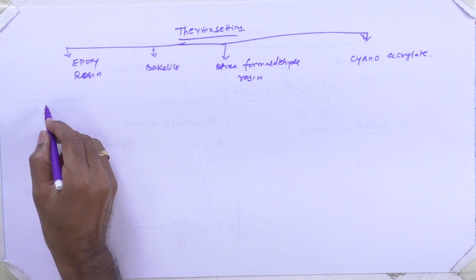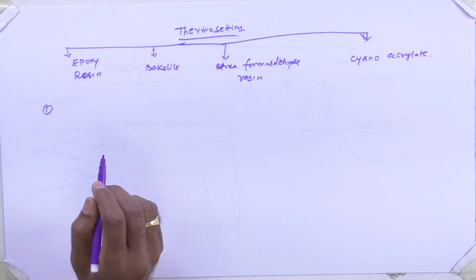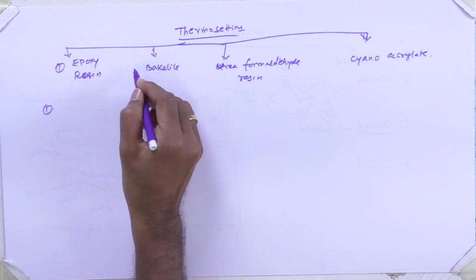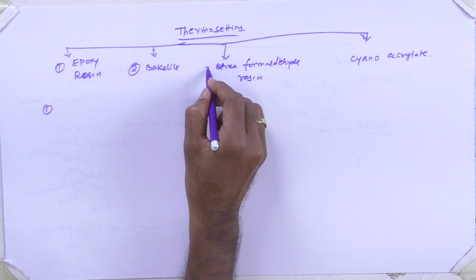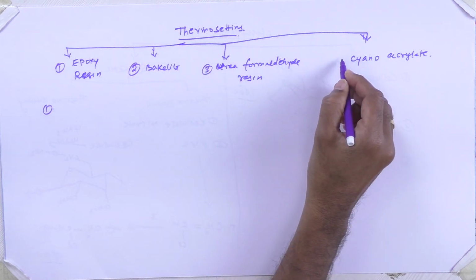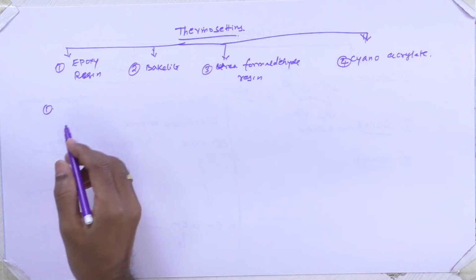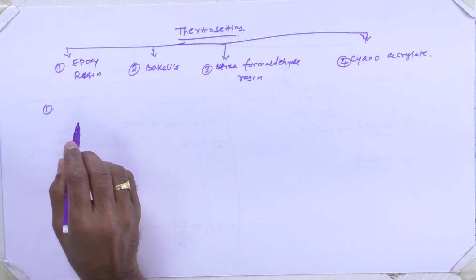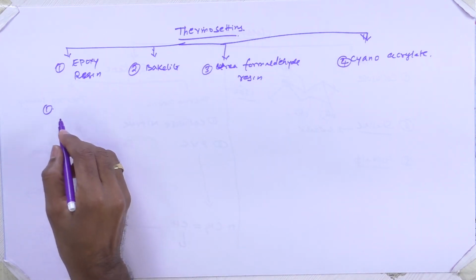Now we are going to focus on the synthesis of epoxy resin. Basically, epoxy resins can be synthesized from the corresponding monomers called epichlorohydrin and bisphenol A. So these two monomers can be utilized for the preparation of epoxy resin.